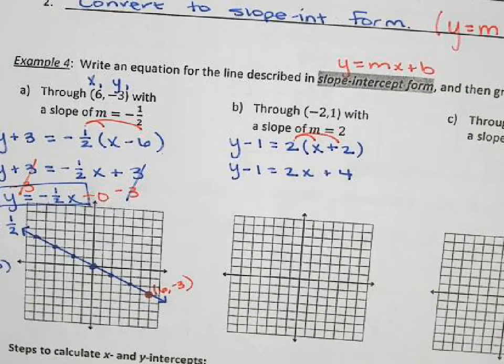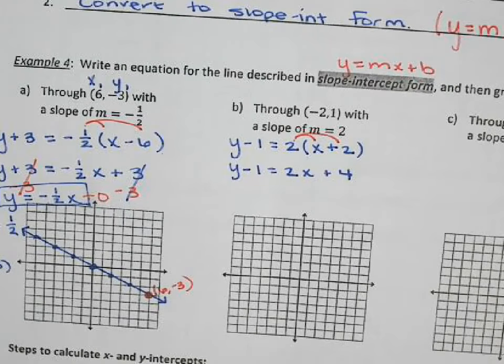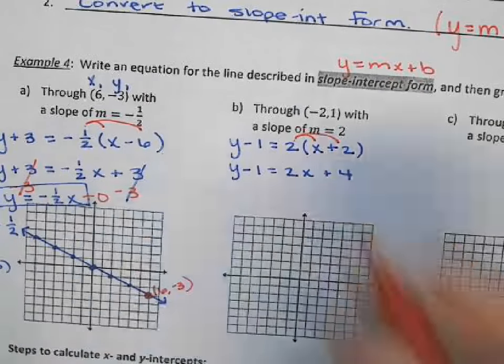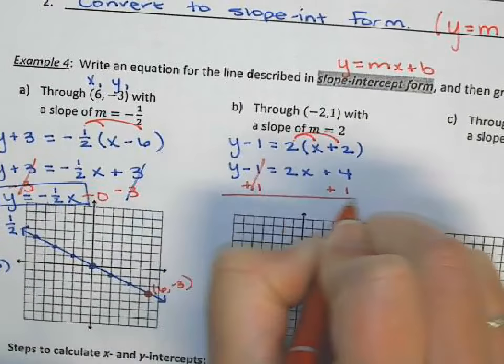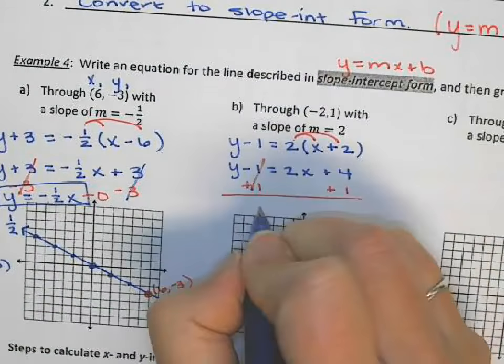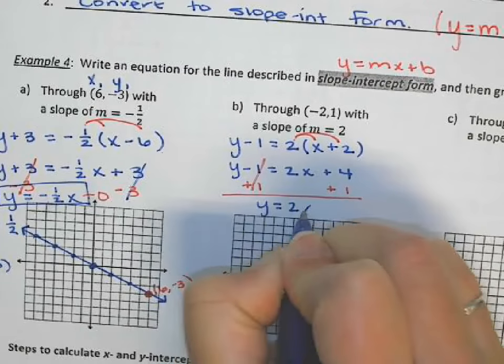So y minus 1 equals 2x plus 4. What's the last step I have to do? How about add 1? Yes, add 1. So you have to undo it, you got to do the opposite. So y equals 2x plus 5.